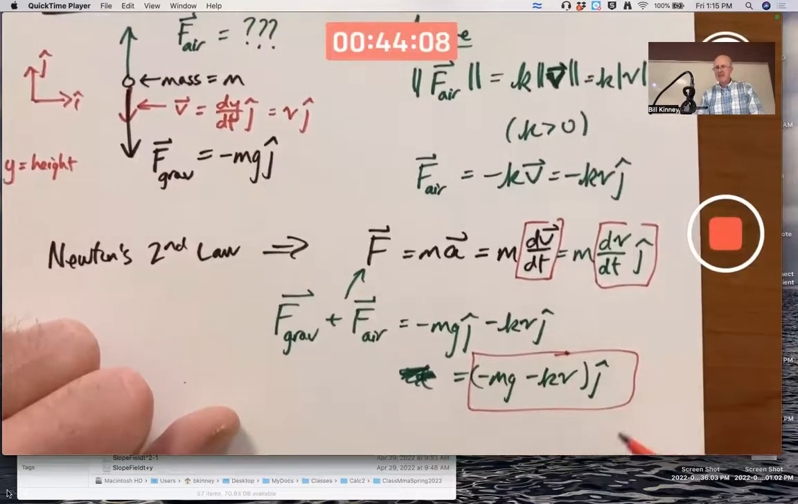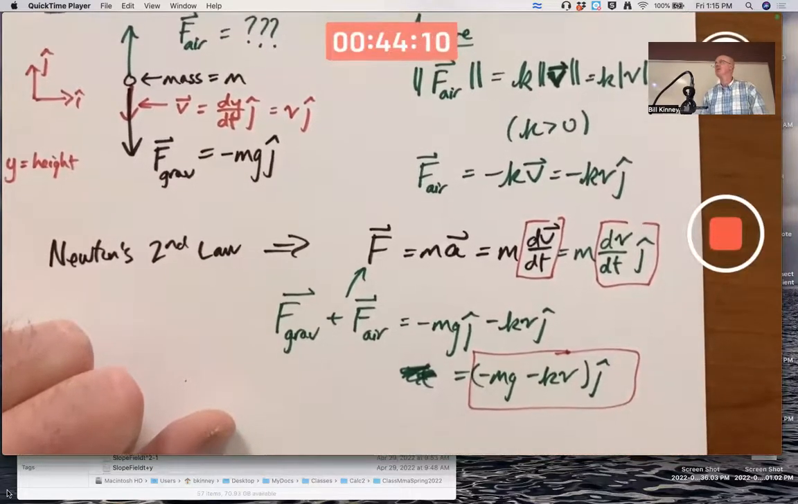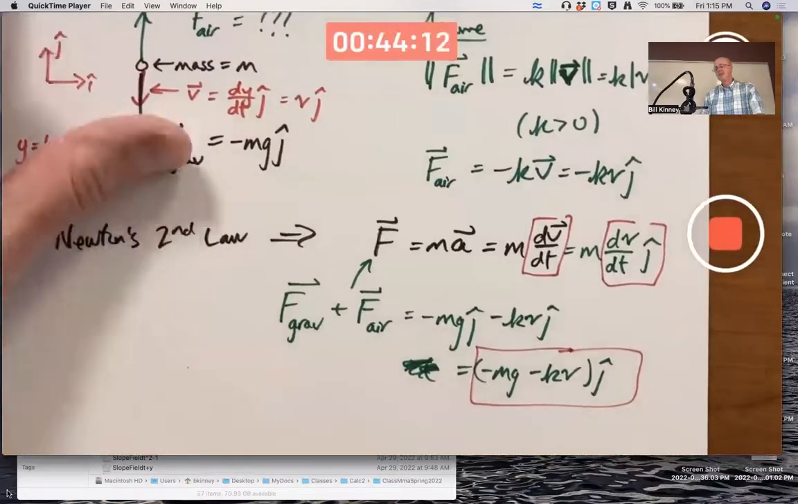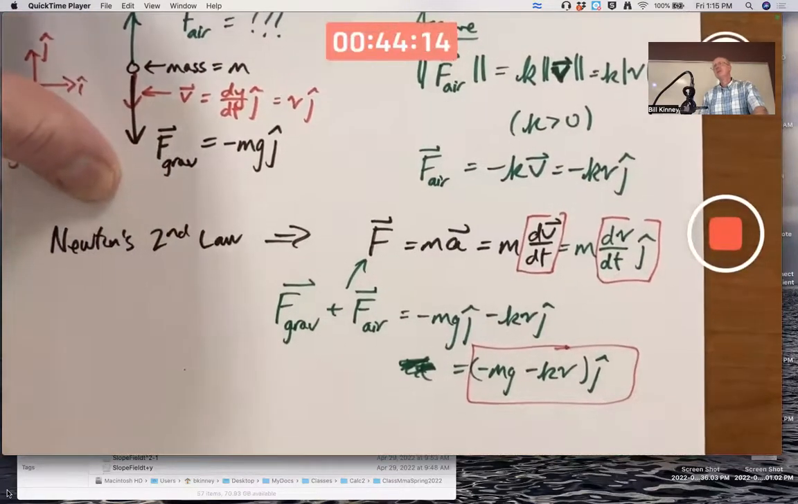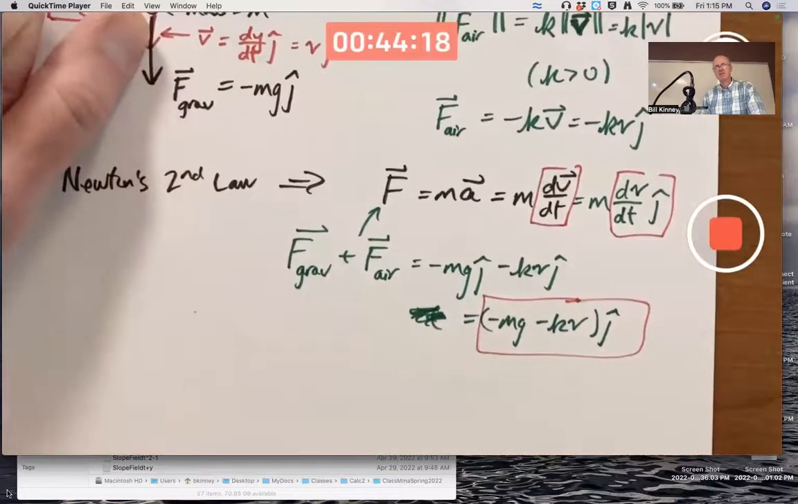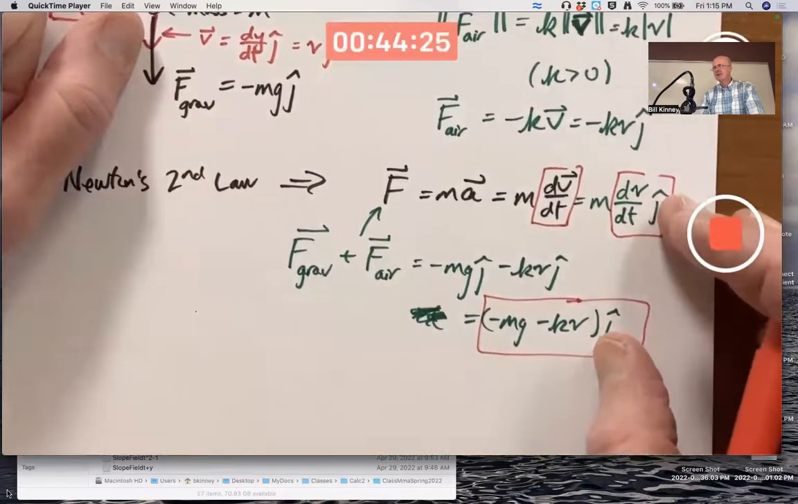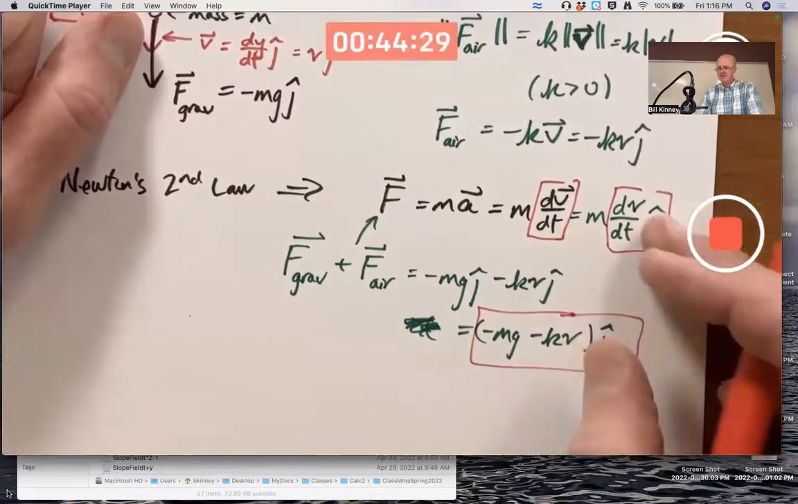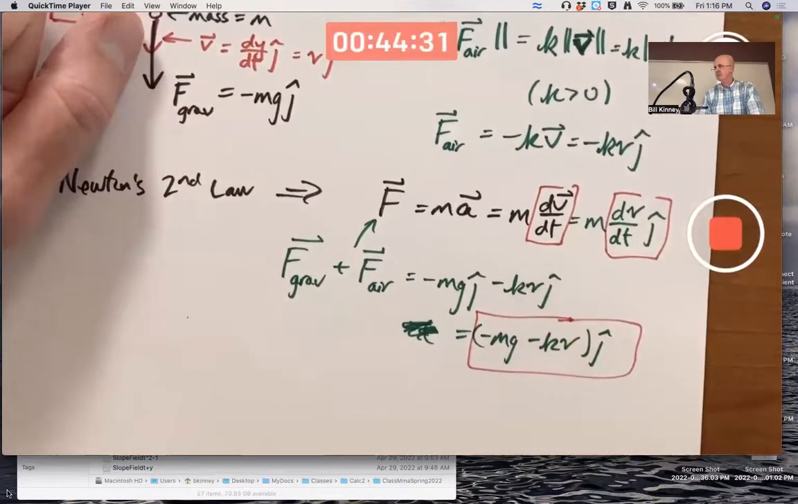Feels tempting to say, cancel the j hat, make it go away. Is that valid? It turns out it is valid, but not because you're dividing both sides by j hat. You can't divide by a vector. But if your vector is a multiple of j hat, whatever the coefficient is, if these two things are going to be equal, the coefficients have to be equal.